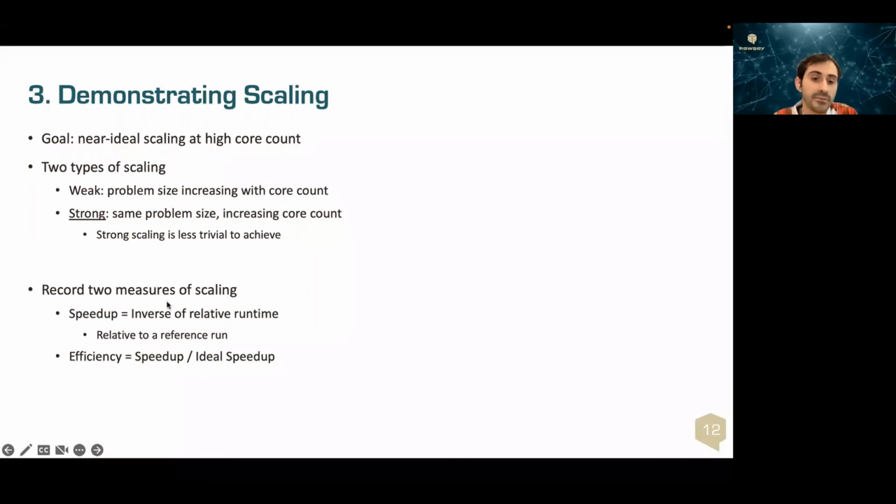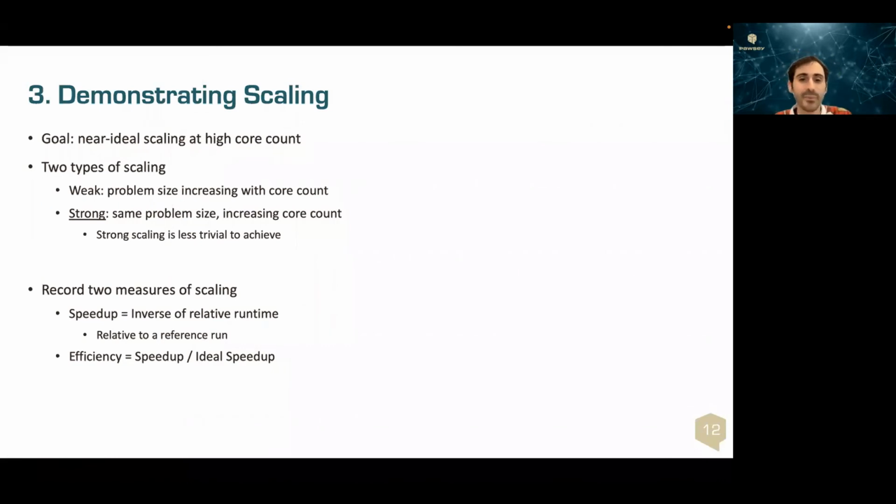There are two measures here to record scaling. The speed up is just the inverse of relative runtime. And this needs to be computed relative to a reference run, so relative to running on one node, for instance. And then there is the efficiency, which means the speed up that you just computed divided by the ideal speed up. And what is the ideal speed up?